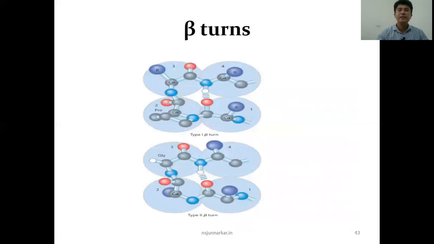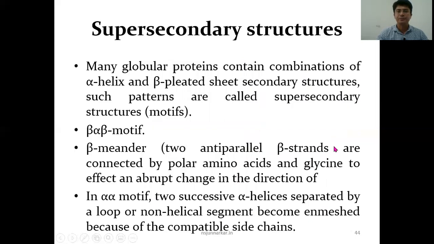Another kind of structure is the beta turn, which can occur due to the presence of proline or glycine. Wherever glycine or proline is present, a sharp turn is seen, which is called a beta turn. The type 1 beta turn includes proline at the second position, whereas the type 2 beta turn involves glycine at the third position. The first and fourth amino acids are involved in the hydrogen bond formation.